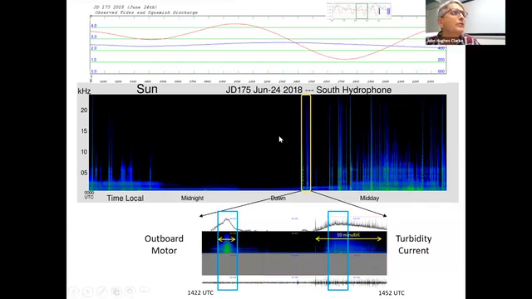So on this particular day, we got a good one. I think it was a 10 meter a second one. But you see, unfortunately, it happened just after dawn, before the port opened up. However, within a few minutes of it, somebody came by with an outboard motor. So that is the noise of an outboard motor. That's the turbidity current. Can you tell them apart?